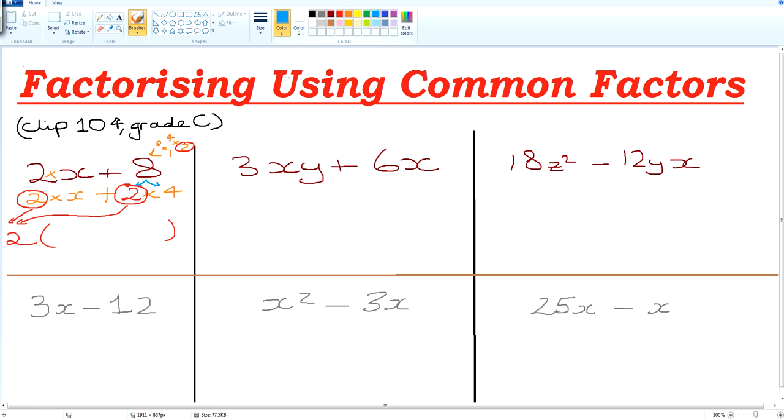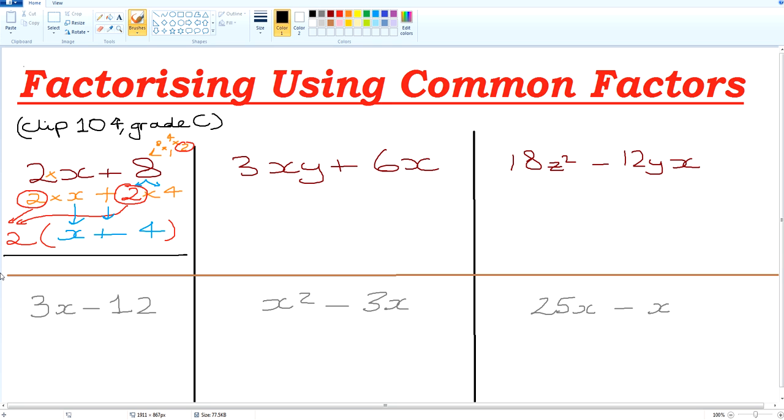Now what are we left with? Times by x is written as just x, the times already implied, because there's times here. The plus is left over, let's copy that down. What's left over here? A 4. So that's our final answer. So our final answer is 2 bracket x plus 4 close bracket.